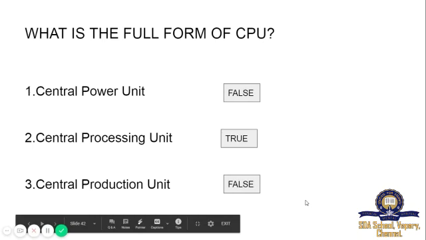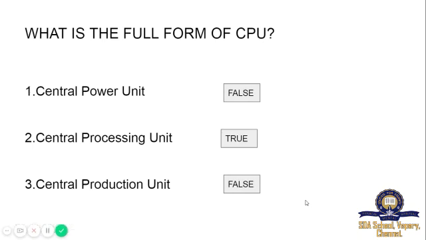What is the full form of CPU? Is it central power unit, central processing unit or central production unit? Which one is the right answer? Yes, you're right. Central processing unit is the right answer. I have given the label for your reference there. Okay. Next.